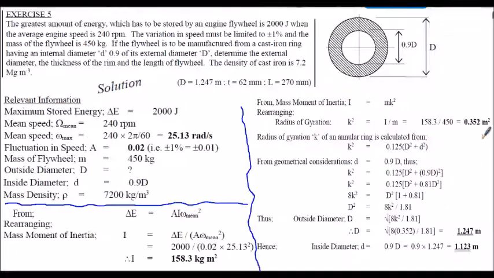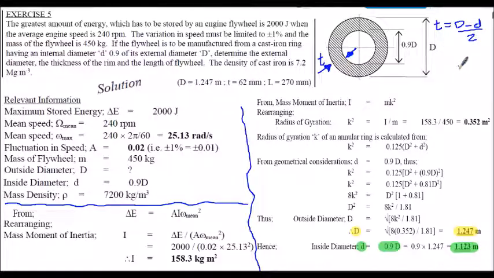Here's my solution that I went through here. So I get the 1.247 for D, and of course once you've got big D, you can find little d because of the relationship between them. So little d is 0.9 times the big D. So I get the inside diameter as well. So once you've found the inside and outside diameter, you can find the thickness. So T is the thickness, so that will give you the thickness. They've asked for the thickness.